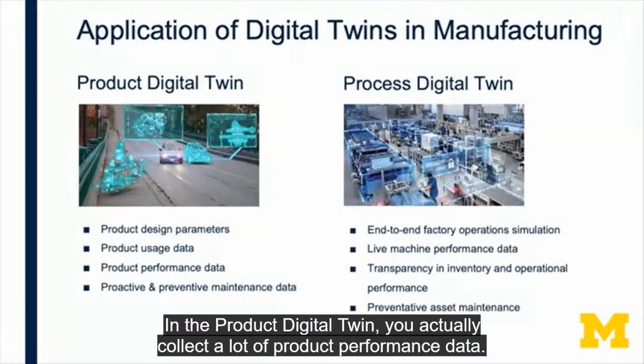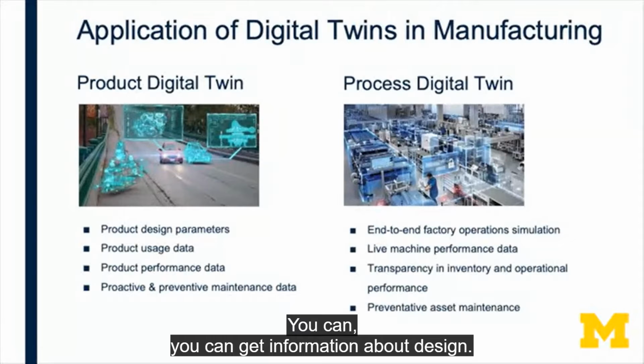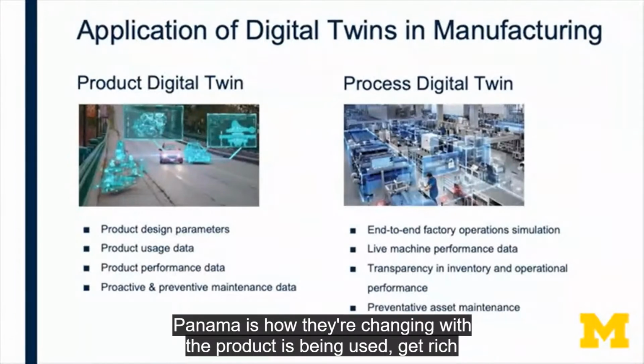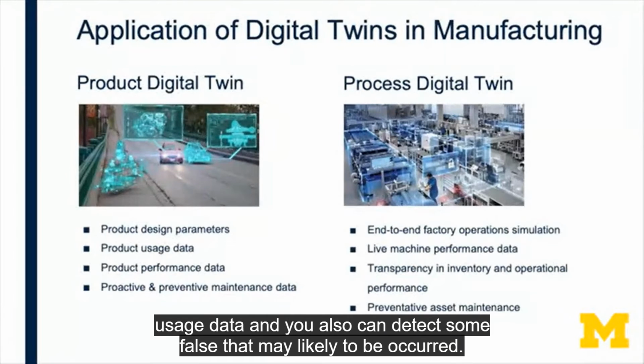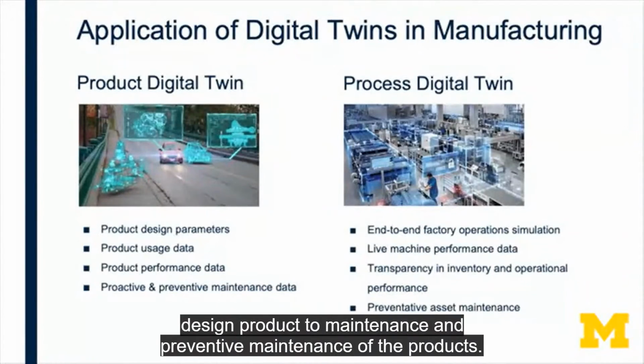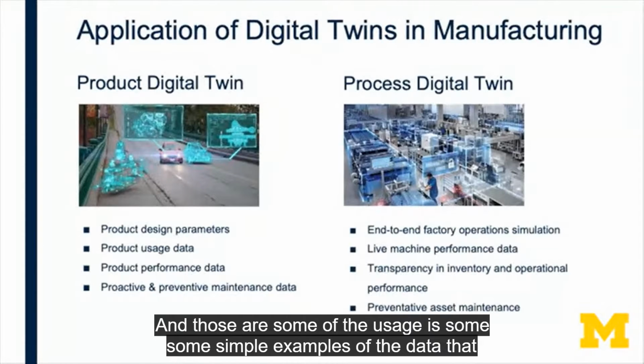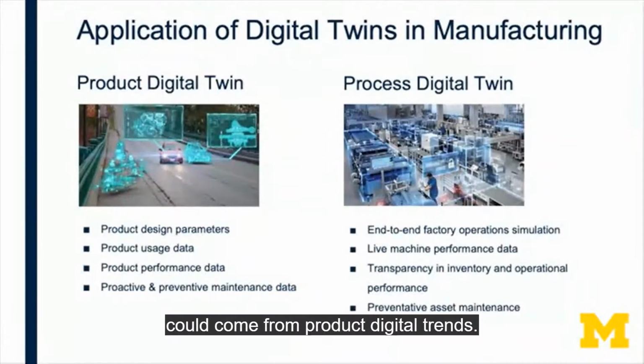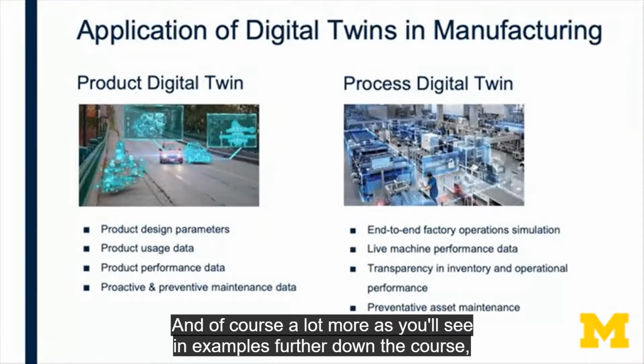In a product digital twin, you actually collect a lot of product performance data. You can get information about design parameters, how they're changing when the product is being used. You get rich usage data, and you can also detect some faults that may be likely to occur, hence helping managers design proactive and preemptive maintenance of the products. Those are some simple examples of the data that could come from product digital twins. And of course, a lot more, as you'll see in examples further down the course.